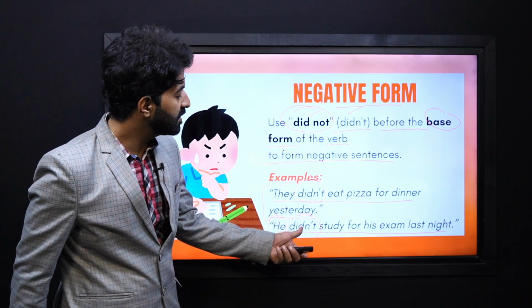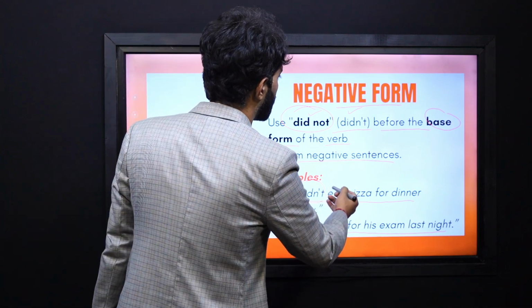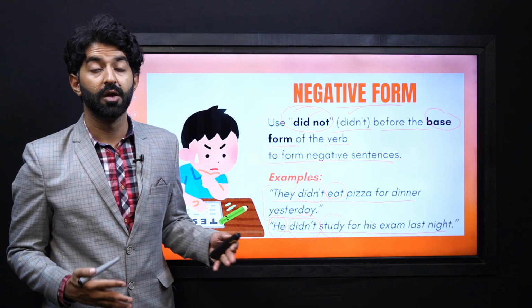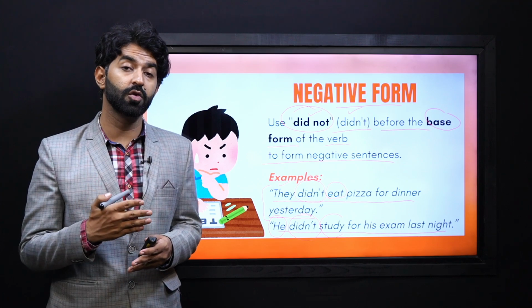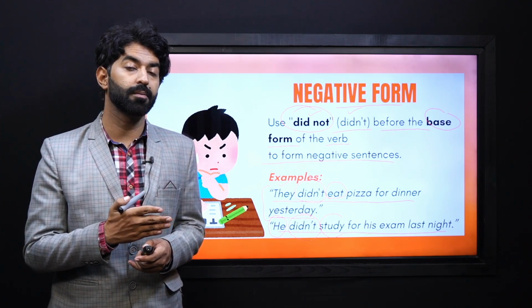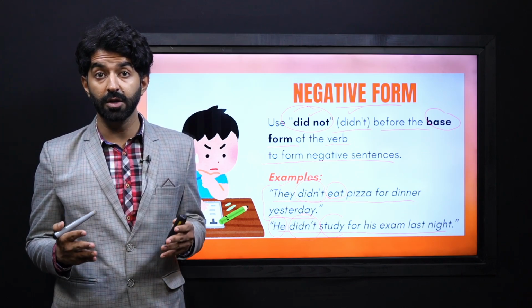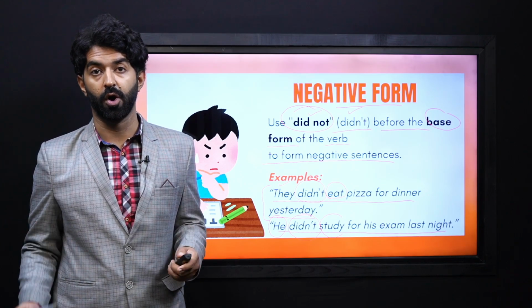Now you can see that here we used our base form of verb, which is eat and study. Why not ate and studied? Because we have already used do in the past form, which we call did not. So it is already used, so you don't need to change the verb in the other form.